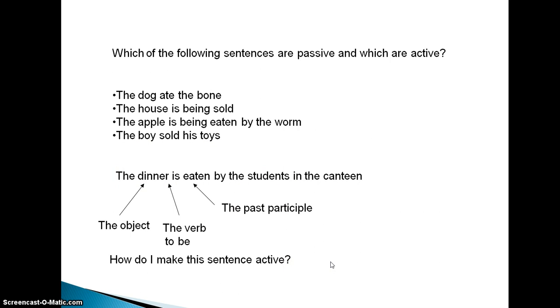Now, the thing in English is we use the passive a lot, but in Spanish they don't use it very much. So this is one way in which they avoid using the passive. If they know who's doing the action, they make it active. So the answer is the students eat the dinner in the canteen. So this is an action. The students are doing the eating of the dinner in the canteen. Whereas in this case it's passive because the dinner is receiving the action.